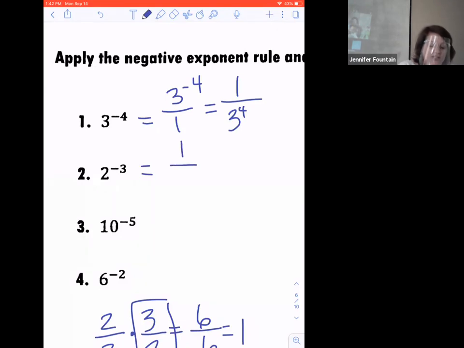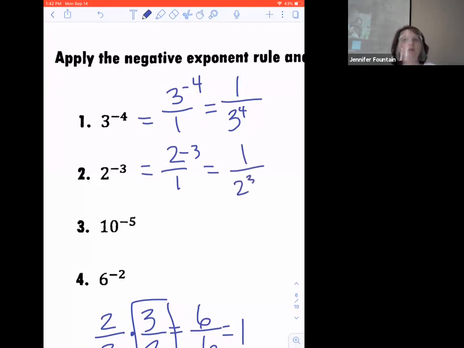1 over, or actually we'll go ahead and start it as if it was 2 over 1 to the negative 3rd. Then I'm just going to flip it, and my exponent becomes positive. This will just be kind of an introduction for you. You won't deal with this until Algebra 1, so I won't confuse you too much with it right now. So 10 to the negative 5th is the same as 10 to the negative 5th over 1. So if I were to flip it, it becomes 1 over 10 to the 5th.